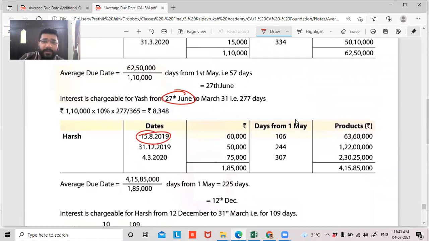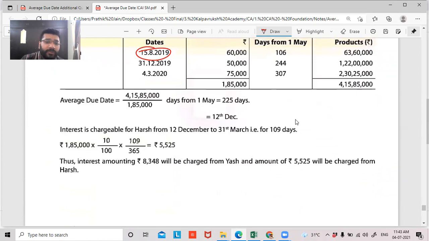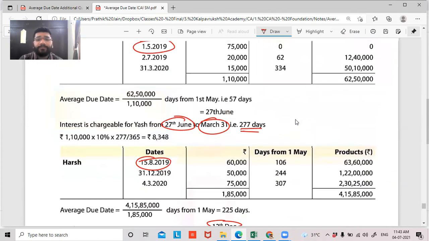So from the average due date to the end of the year, guys, for 277 days, you're supposed to calculate interest. Same way for Harsh also. His average due date is 12 December. So from 12 December to 31st March, that is for 109 days, you have to calculate interest. Are you all getting the same answer which is there in the textbook?